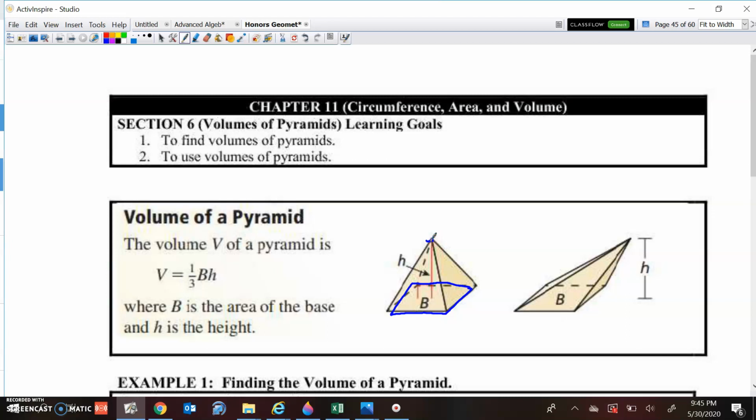The formula for volume, again, volume is how much space you're filling up, is 1/3 base times height. Remember, capital B is the area of the base. So this is very similar to what we just did. The only new factor is this 1/3 here. So 1/3 times the area of the base times the height.